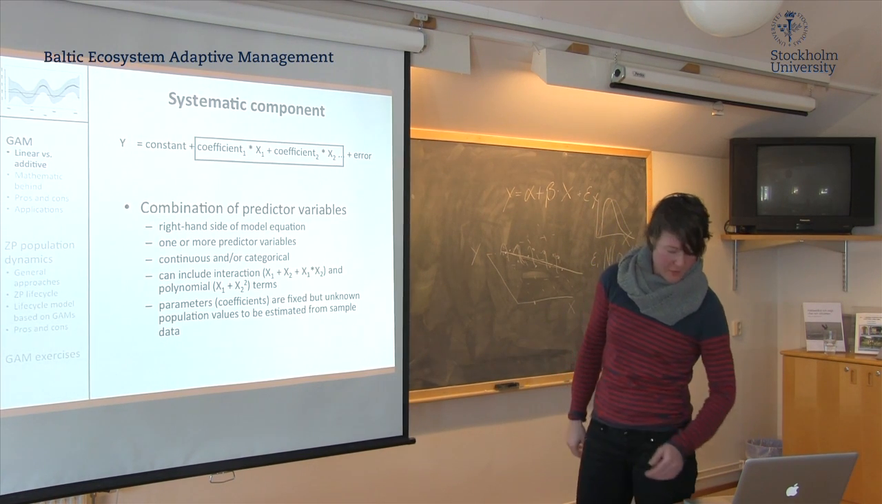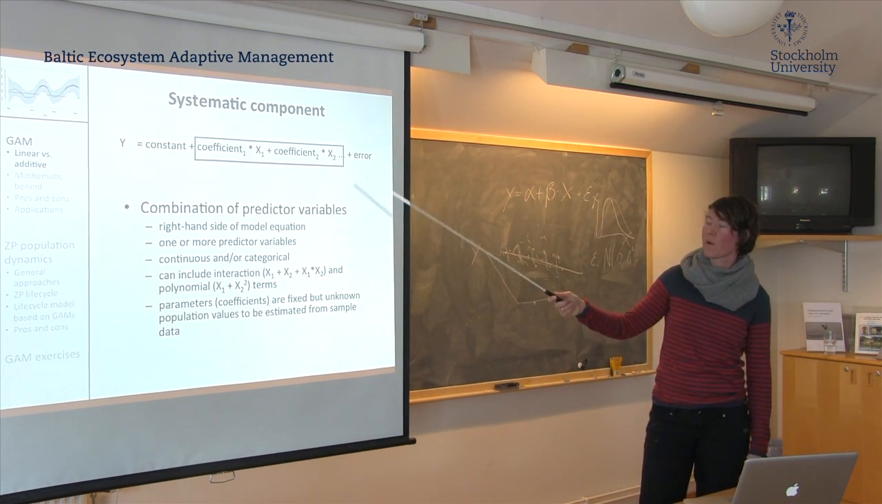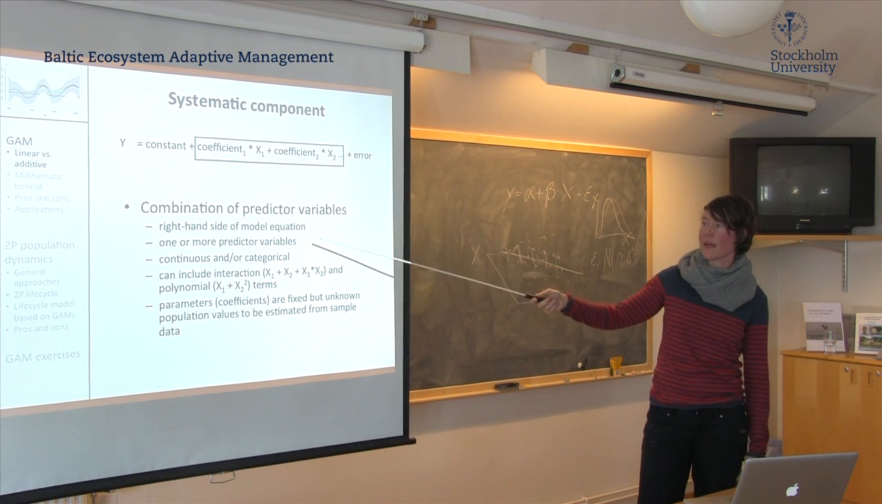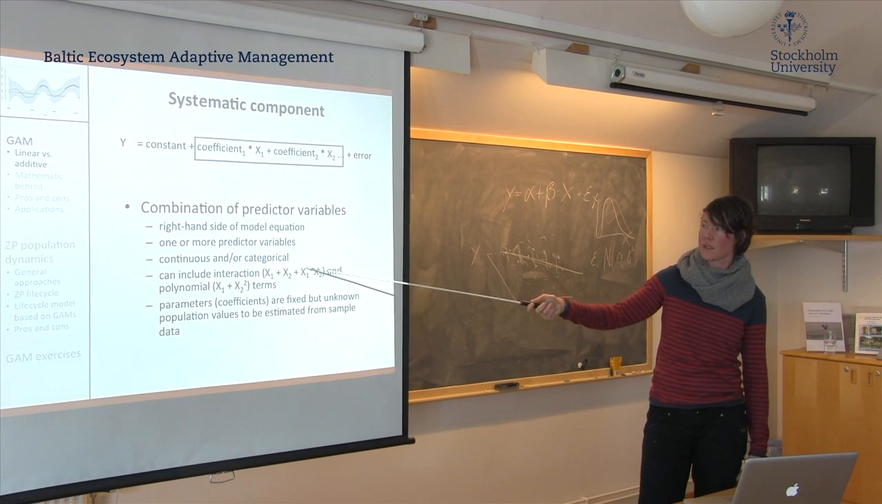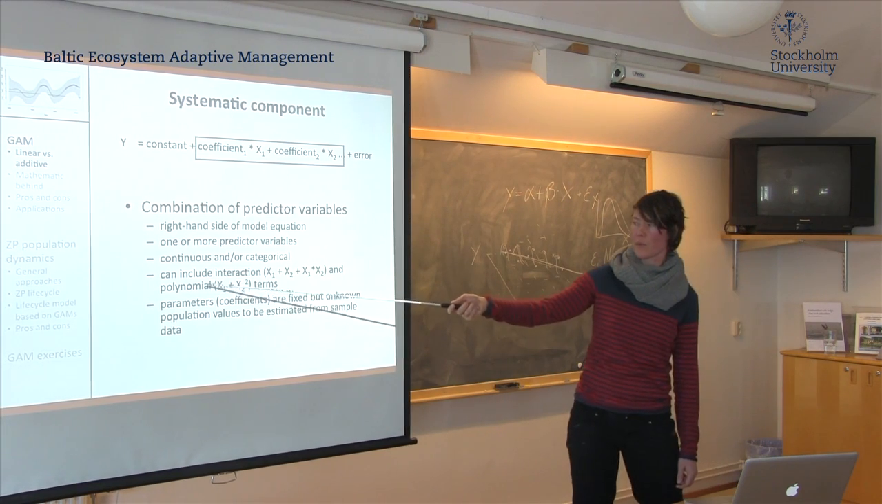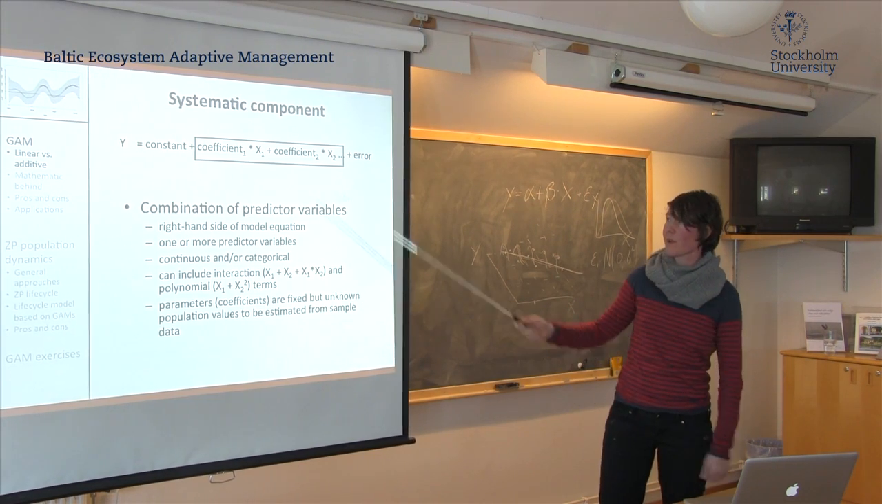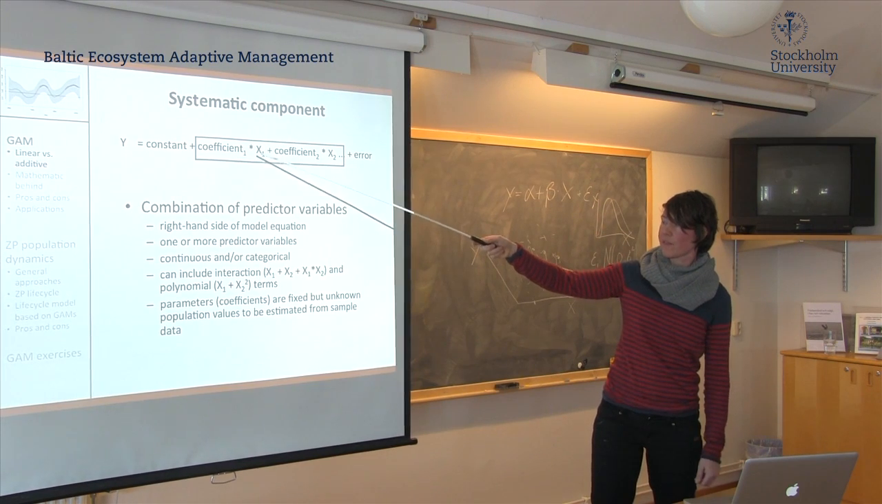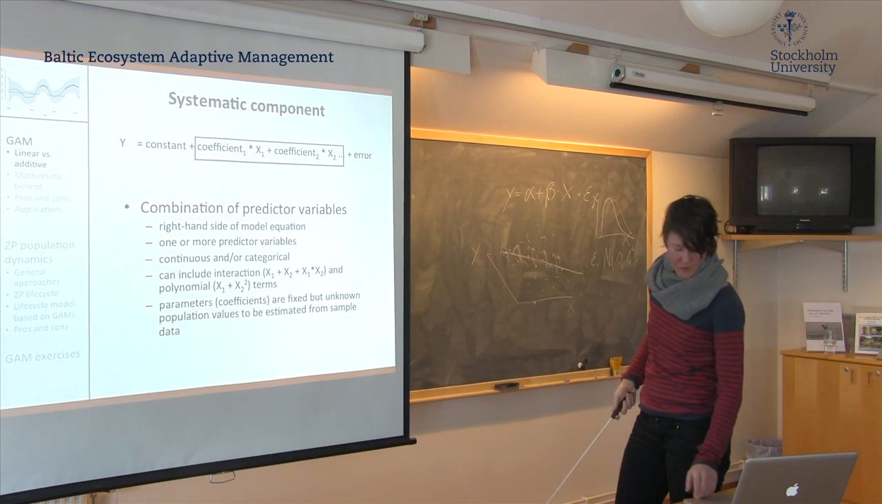So then you come to the systematic part. On the right side of the equation can be one or more predictor variables, again continuous or categorical. Here there is no interaction included, but you can have them interacted. And you can also use, for example, polynomial terms. And the parameters here are fixed, but unknown for the population value that you want to estimate.